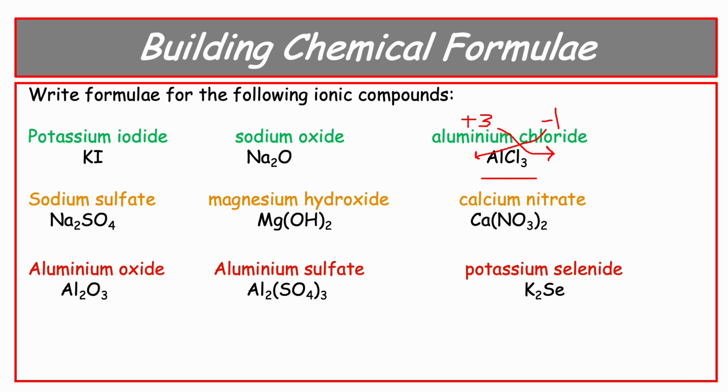Looking at sodium sulfate, sodium is in group 1, so forms a plus 1 charge. And sulfate is one of my compound ions you had to learn from the yellow box, and that was SO4 2 minus, so it has a -2 charge. Swapping the numbers, I need 1 sulfate and I need 2 sodiums, so it's Na2SO4.